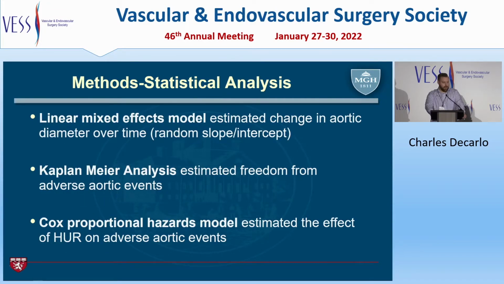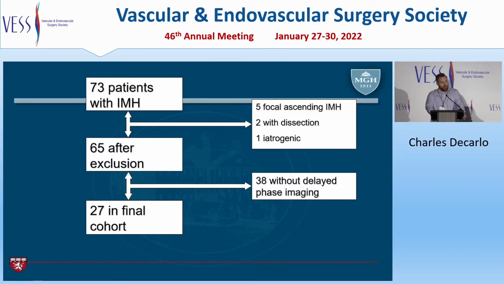For statistical analysis, we used a linear mixed effects model to estimate the change in aortic diameter over time and the Hounsfield unit ratio's effect on it. Kaplan-Meier analysis estimated freedom from adverse aortic events, and the Cox proportional hazard model estimated the effect of the Hounsfield unit ratio on adverse aortic events. Overall, there were 73 patients with IMH, 8 who met exclusion criteria, and of the remaining 65, 27 had delayed phase imaging and served as the cohort for this analysis.